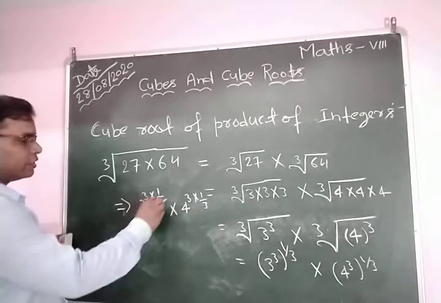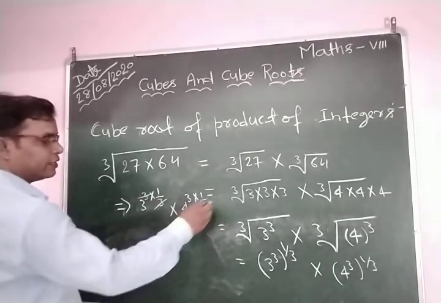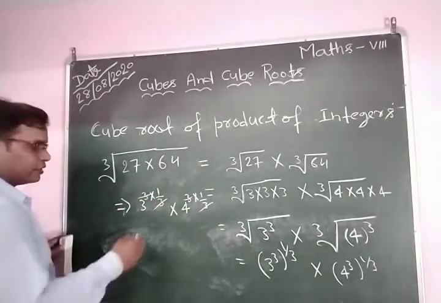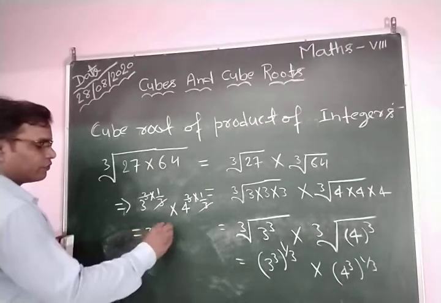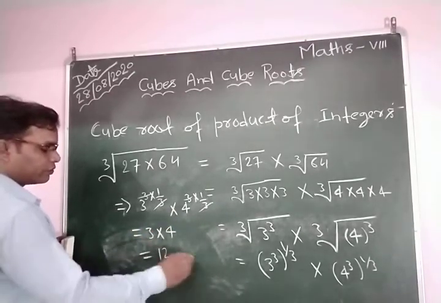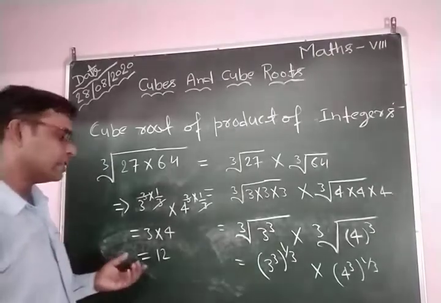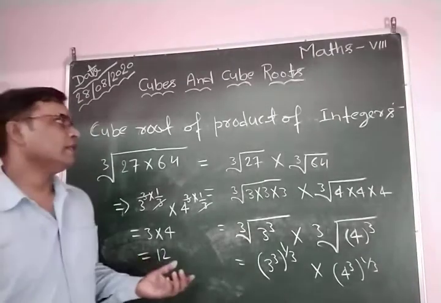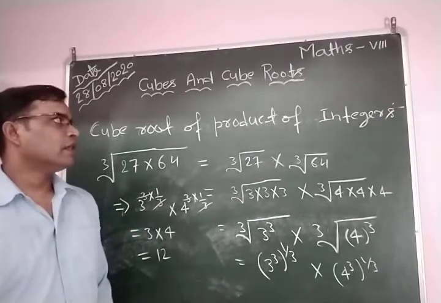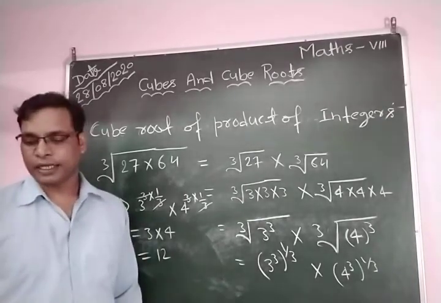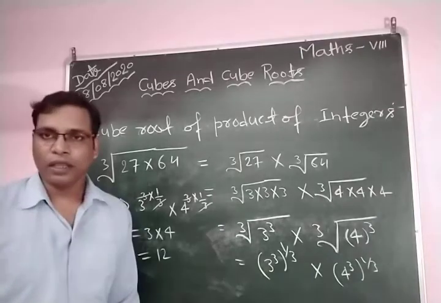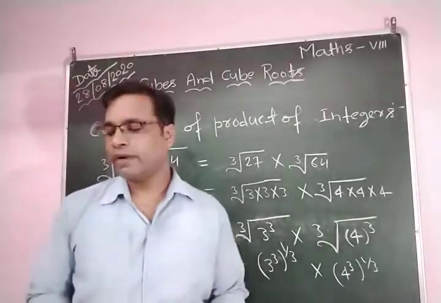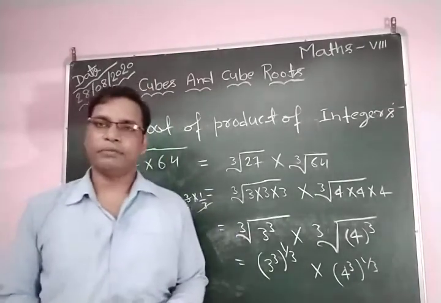Clear? So 3 cancels, and here this 3 also cancels. This is equal to 3 into 4. This is equal to 12. So students, I hope all of you understood how to find the cube root of a product of integers. Clear? Now we are going to discuss how to find the cube root of rational numbers.